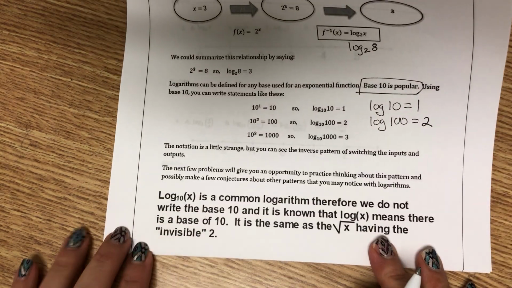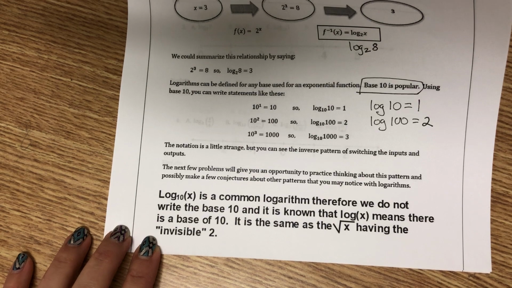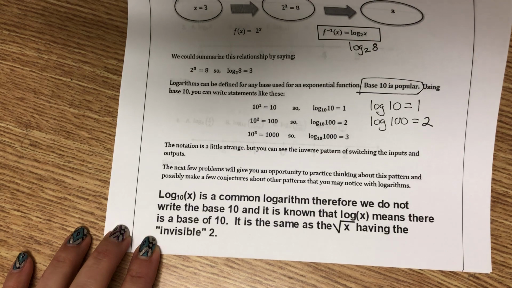You can add at the bottom, log base 10 is the most common logarithm, and therefore we do not write the base 10. It is known that log with no base of x means there is a base 10. It's the same as when the square root of x has the little invisible 2 as the index. We can pause the video here for you to write that down.